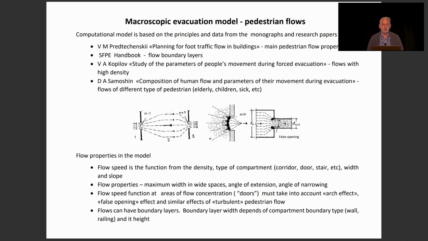The main properties of flows in the model are, first, flow speed is a function of density and the type of compartment, for example, corridor, door, stair, and so on, and the width and slope of the stair or ramp. There are three main properties: the maximum width of flow in white space, the angle of extension of flow after the door opening, and the angle of narrowing of flow before the door or opening.